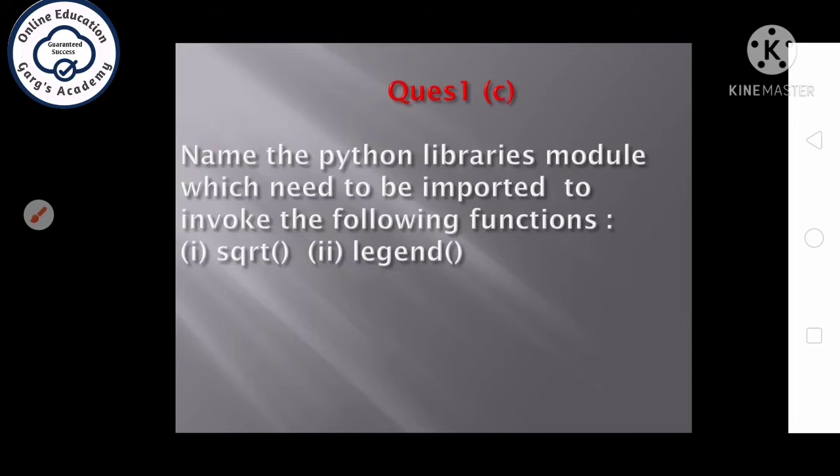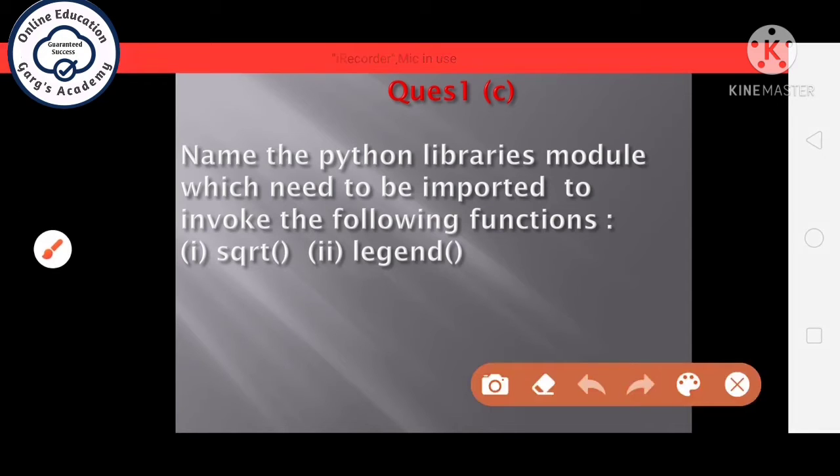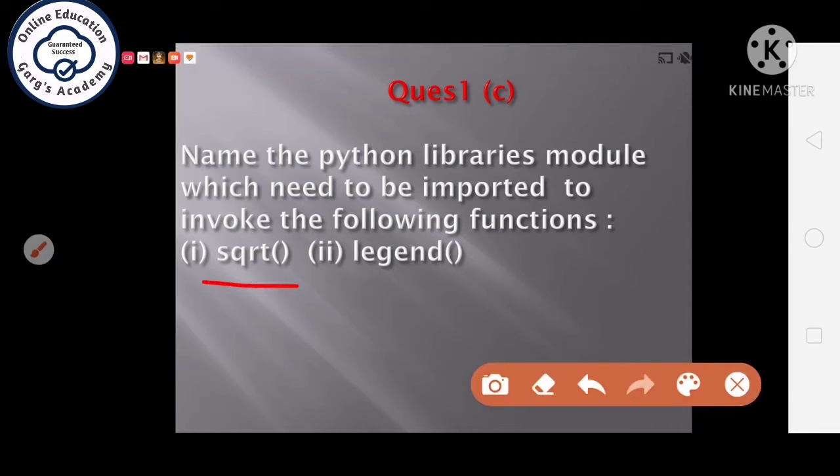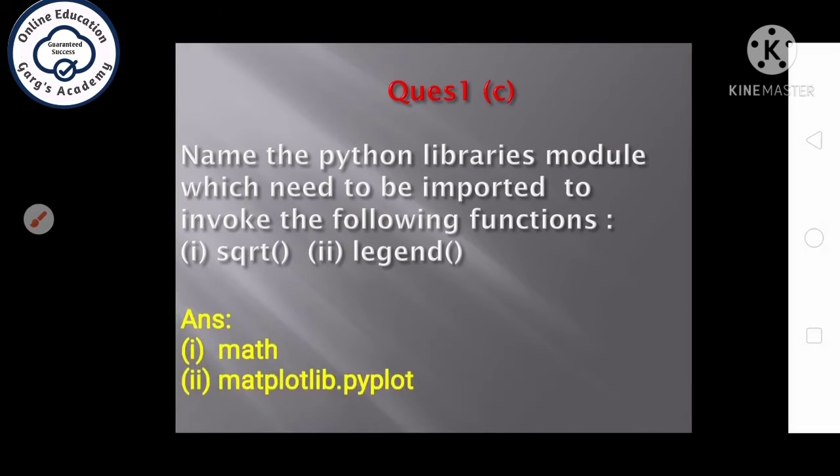Next question, name the Python library modules which need to be imported to invoke the following function. Here for square root function math library, and for legend function matplotlib.pyplot component. Means matplotlib is the library and pyplot is the component of the library.